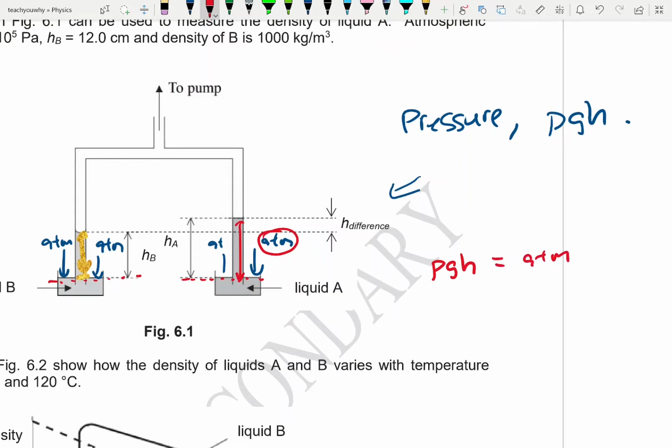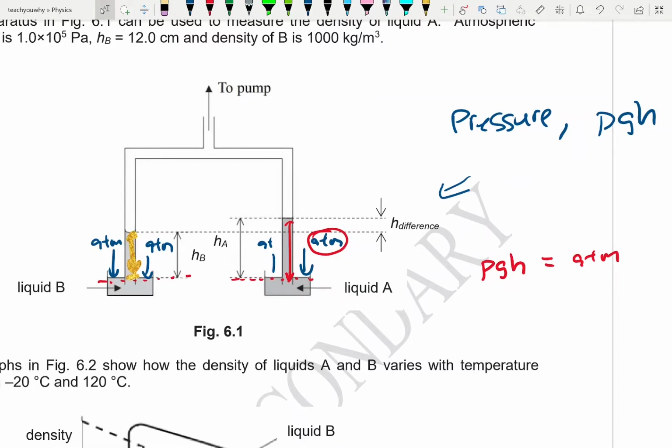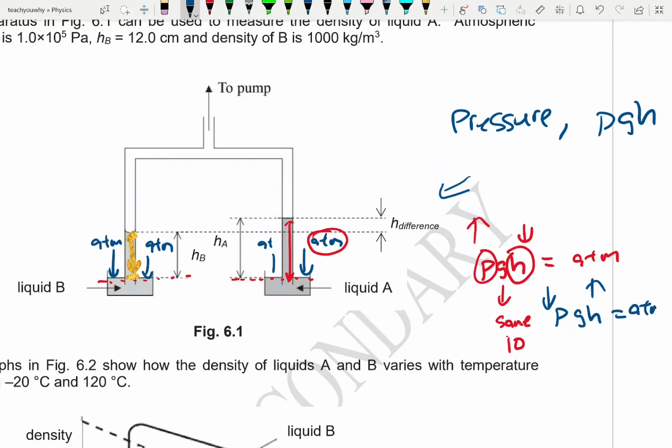So you see, if h_B is shorter, g is the same for both, so how do we balance it? If h is small, rho has to be high. Conversely, if my h is high, my rho will be low. In other words, the density must be low in order to create the same atmospheric pressure. I hope this is clear.